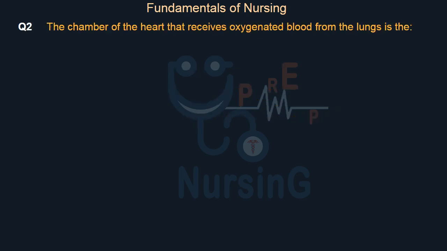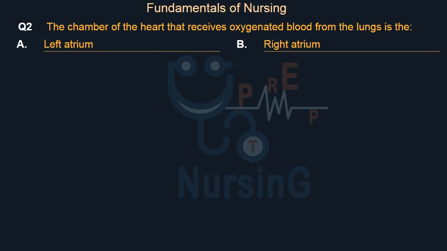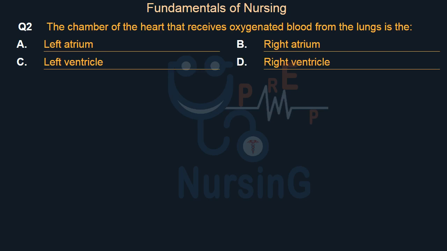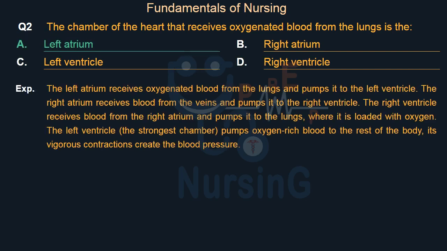The chamber of the heart that receives oxygenated blood from the lungs is the: Option A, left atrium. Option B, right atrium. Option C, left ventricle. Option D, right ventricle. Right answer is option A, left atrium.